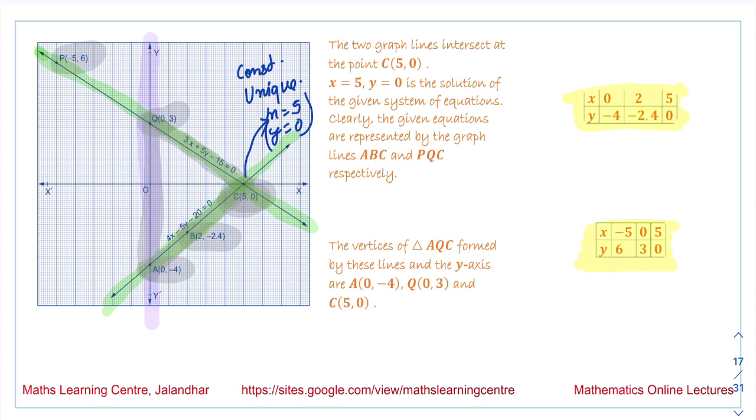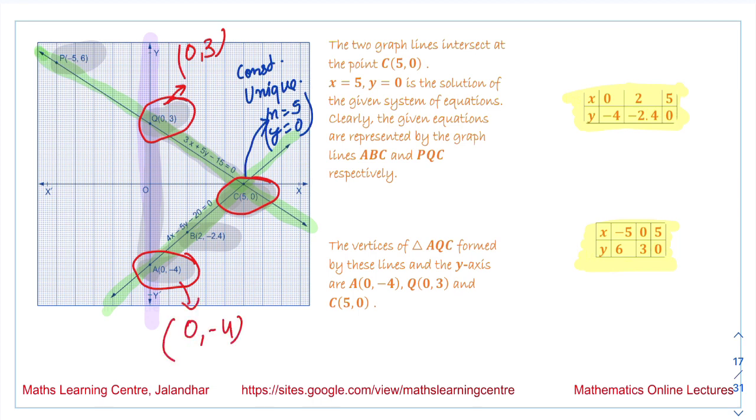So in this question we are asked to write the vertices of the triangle QAC. Q has the point 0, 3, A has the point 0, minus 4 and C has the point 5, 0. So these are the vertices of the required triangle.